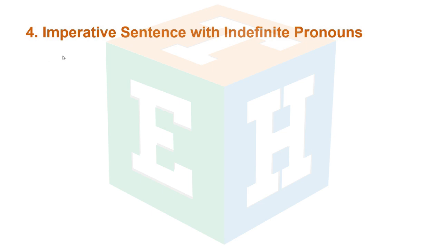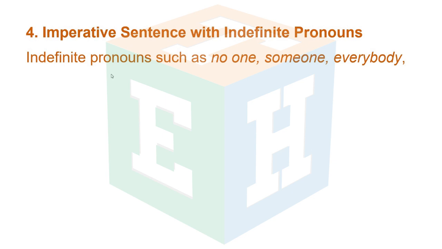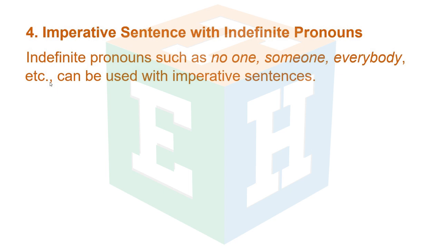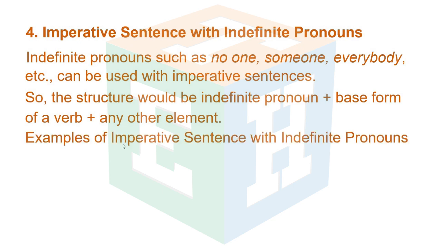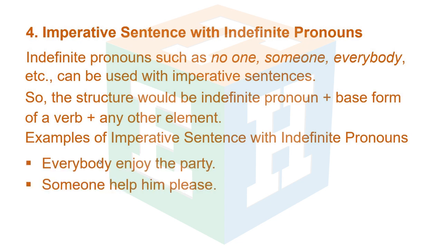Number 4, imperative sentence with indefinite pronouns. Indefinite pronouns such as no one, someone, everybody, and others can be used with imperative sentences. So the structure would be indefinite pronoun plus base form of a verb plus any other element. Examples of imperative sentence with indefinite pronouns. Everybody enjoy the party. Someone help him please. No one sit here.